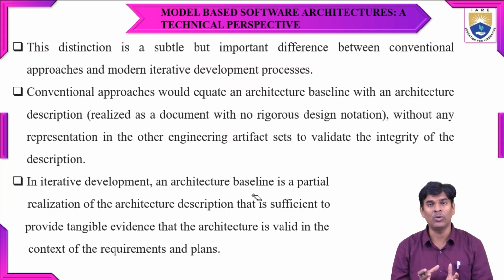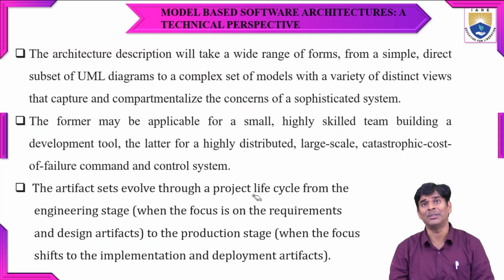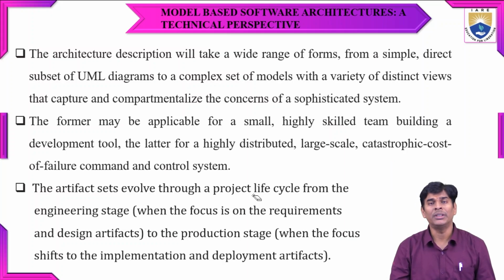So they need to take all the tangible evidence. They need to validate the architecture, take the different types of requirements and execute the plans here. And also here, the architecture description. Mainly they need to check the forms. We know that UML diagrams range across different types of complexity, to check how the information can be compartmentalized and consist of sophisticated systems.